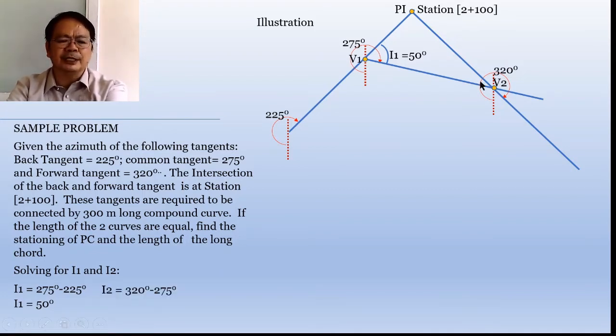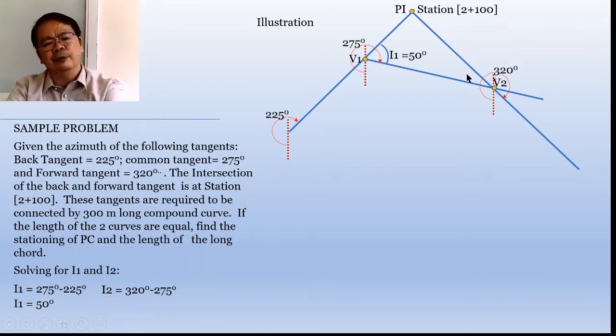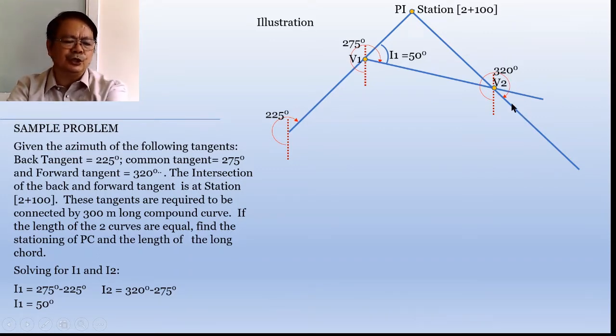Similarly, we can solve for I sub 2 representing this direction, and this direction is also equal to that direction. And it is equal to, by investigation, the direction of the forward tangent minus the direction of the common tangent, which is equal to 320 minus 275. That gives us a value of 45 degrees. Itong angle na yon, yung 45 degrees.